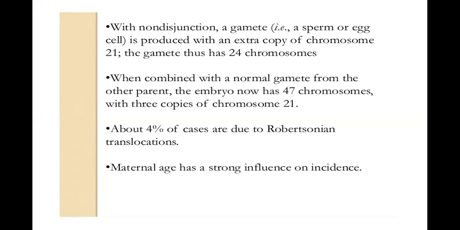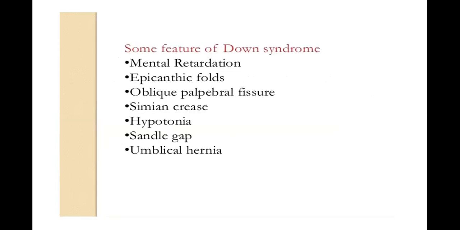About 4% of cases are due to Robertsonian translocations. Robertsonian translocation, I've told you, is when two long arms are fused together. Maternal age has a strong influence on this incidence. Mostly it occurs in elderly females. So that is a strong indication for trisomy 21.